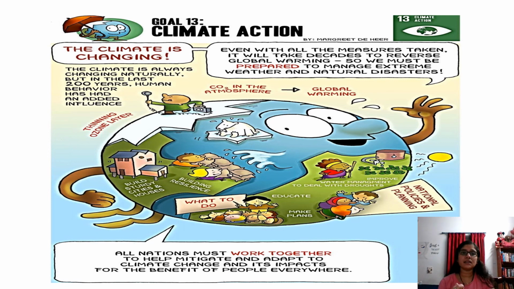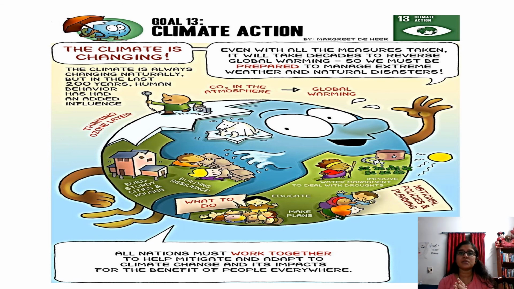So we have to see that we are not using certain things that are harmful for the earth. We should be planting more trees. We should reduce the usage of vehicles when it is not needed. The climate is always changing naturally, but in the last 200 years, human behavior has added influence. That is, we have done many things that are harming the earth. Naturally the earth is getting harmed, but mainly it is done by us.